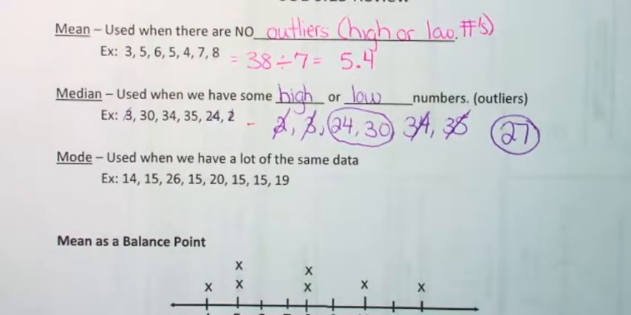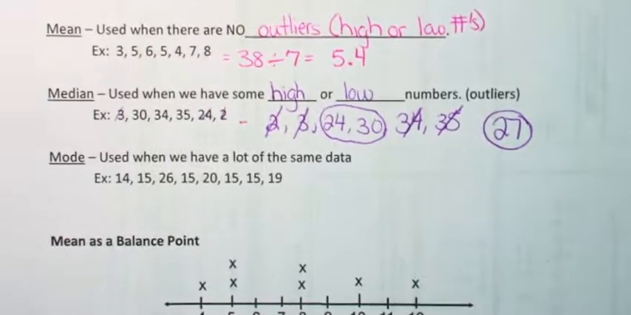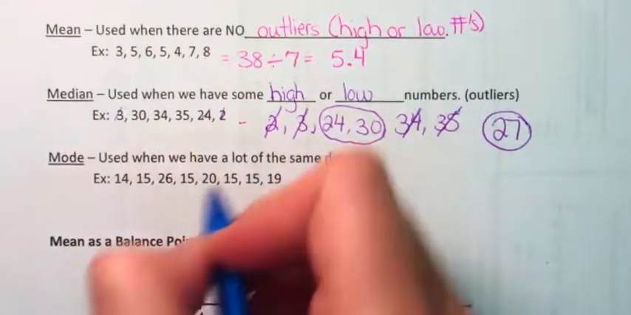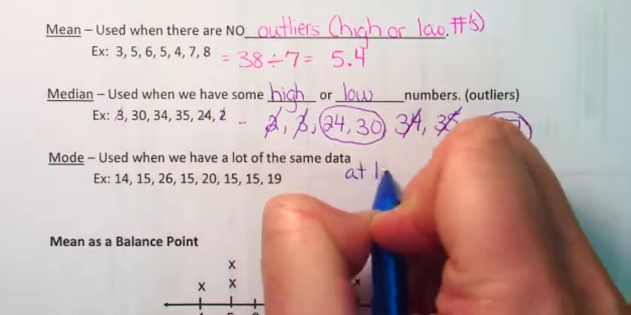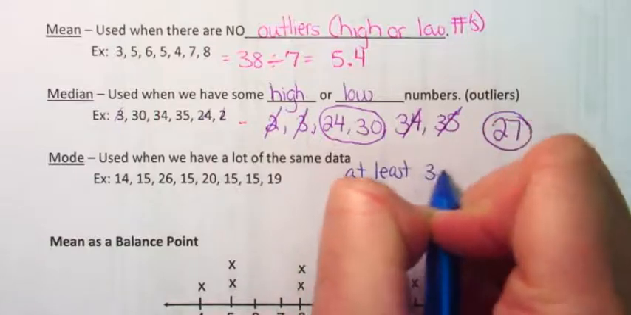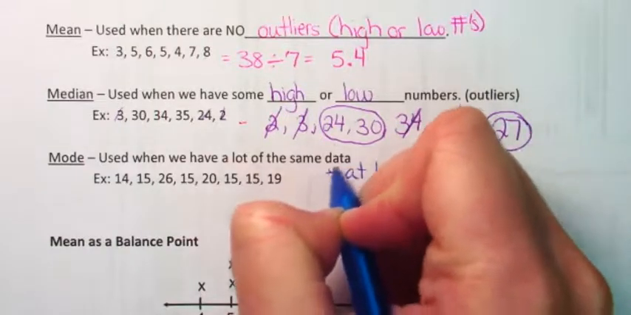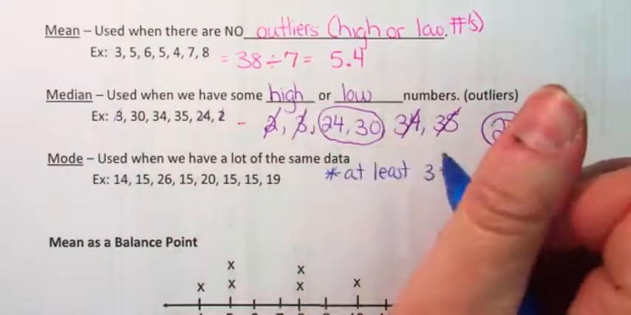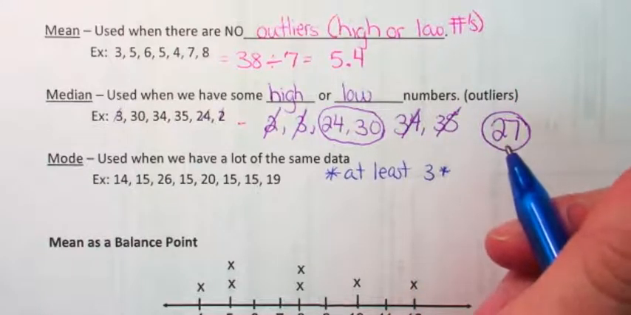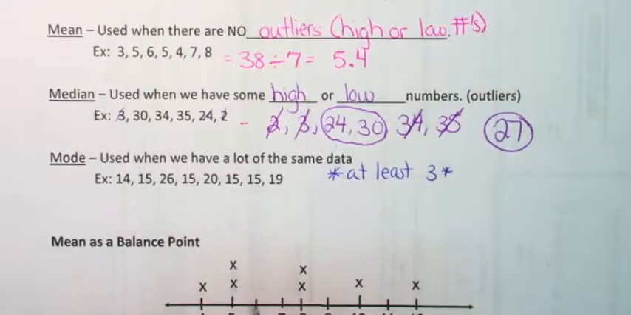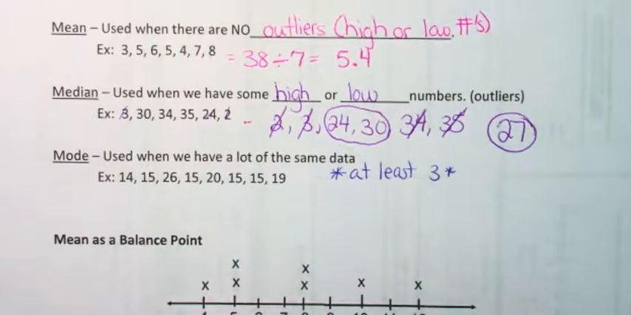Now our last measure of central tendency that we're going to use is mode. And mode is used when we have a lot of the same data. And by a lot, a good rule of thumb is that we have at least 3. Now obviously if you have 100 pieces of data, you should have more than 3 for it to be mode. But a good rule of thumb is just at least 3. So we could use that one. Can anybody figure out what the mode of this actually is?